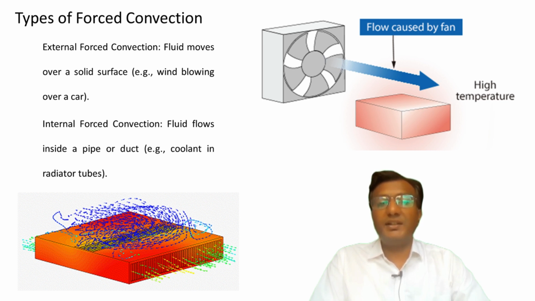Understanding this distinction helps engineers to design systems tailored to specific needs, whether the cooling of electronics or the heating of buildings. So let's look at the governing equations that describe forced convection in the next slide.